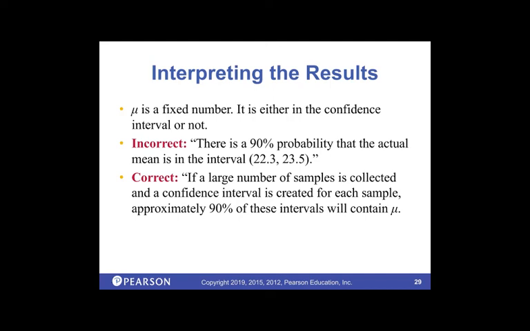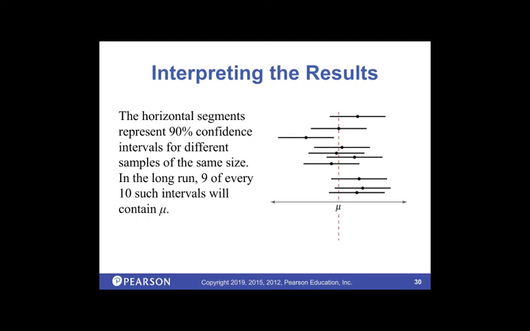Okay, that's fine. So for instance, the bottom horizontal bar is going to be like the population, and then we take several samples. The shorter horizontal segments scattered around are a whole bunch of different samples. The dots represent the average of each sample. I think I'm reading this properly. The horizontal segments represent 90% confidence intervals for different samples of the same size. Notice these all have the same size. In the long run, 9 of every 10 will contain the average.